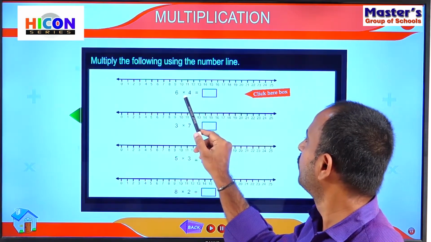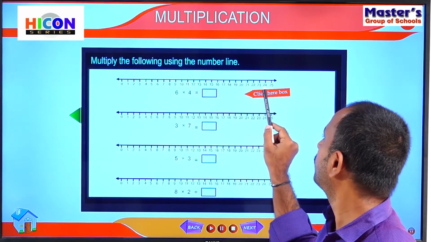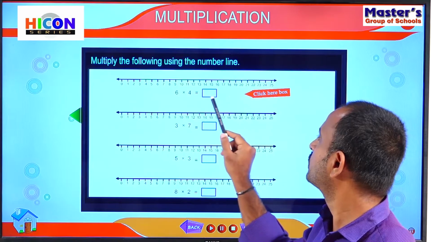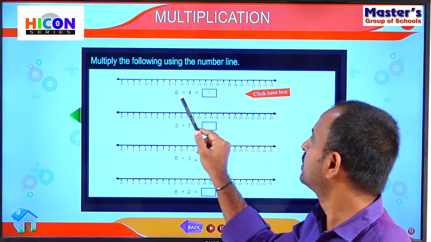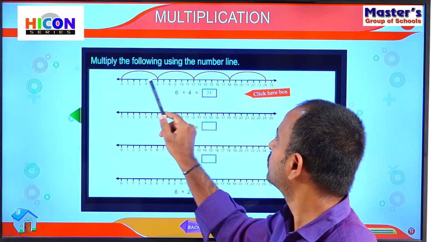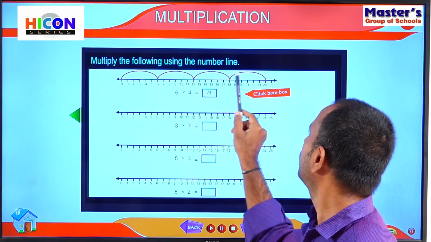So after moving 4 steps, finally you will reach the number 24 on the number line. So that 24 will become the answer. That is, 6 4s are 24. So see, children, how we moved the 4 steps. We have moved 4 steps. That is 1, 2, 3, 4.